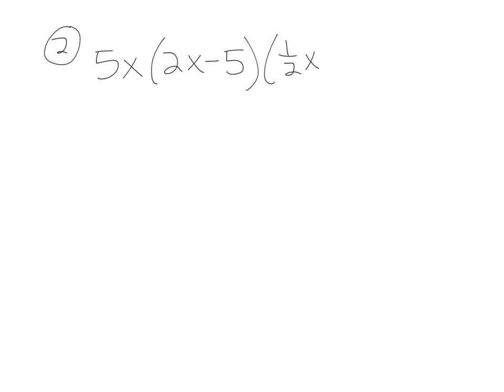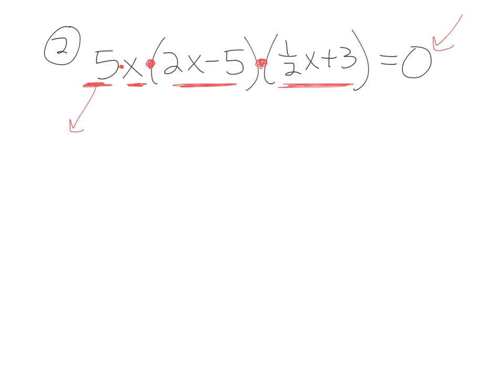All right, second example. 5x times the quantity of 2x minus 5 times the quantity of 1/2 x plus 3 equals 0. So here are the critical things you need. You need it in factored form. So we have times, times, times, which is multiplication, multiplication, multiplication. So that's factored form, good. And it has to equal 0. That means one of these factors has to equal 0. So you look at each factor individually.